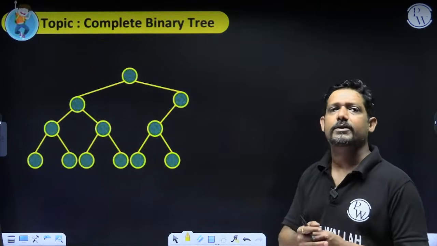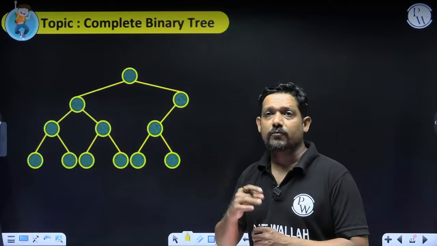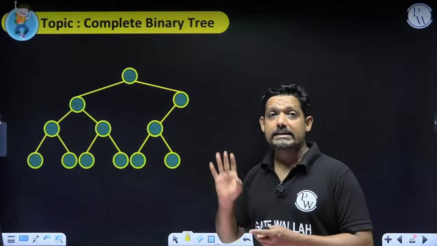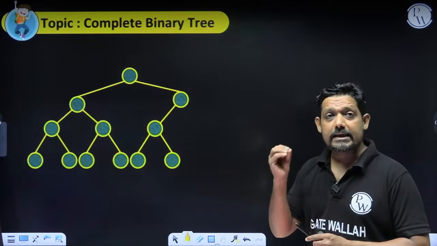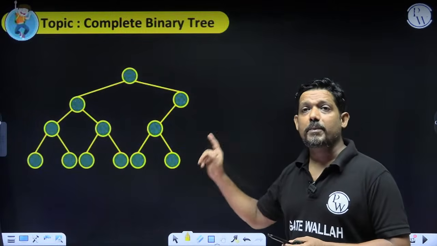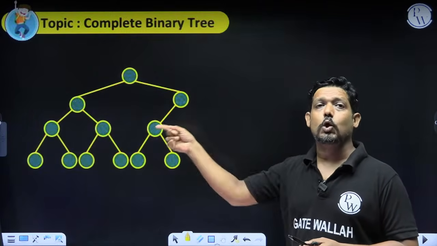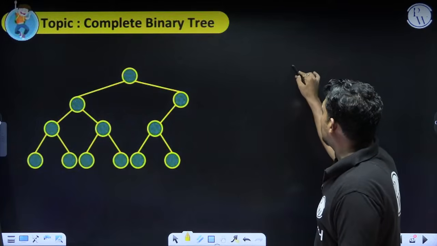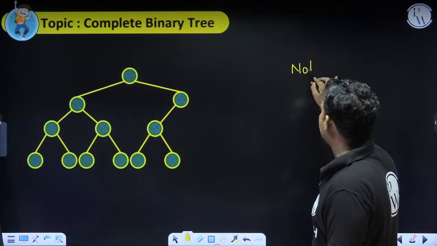So let's see the definition. All levels should be full except possibly the last. But here there is a problem. In this tree, the last level is not full, fine, but before that, this level is also not full. So it's not a CBT. Why?